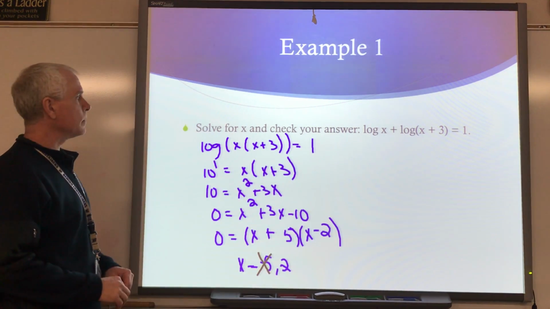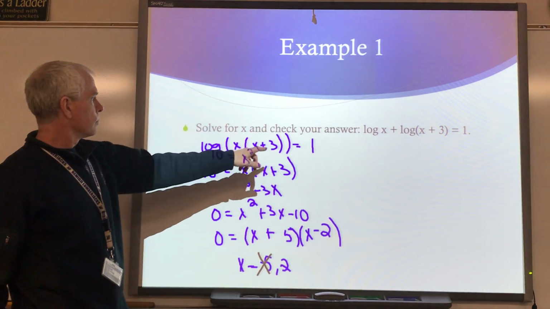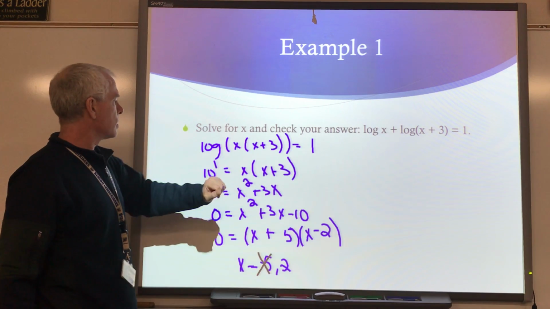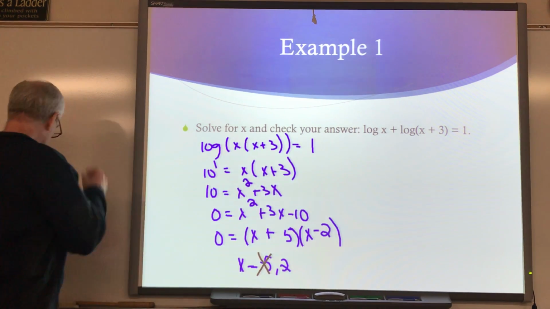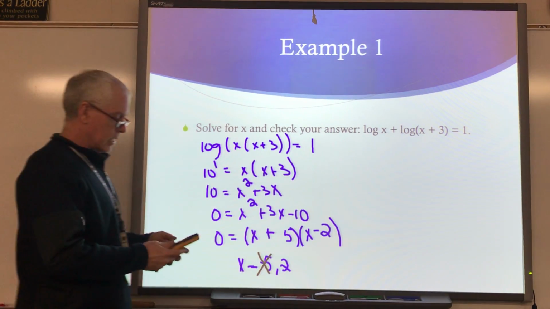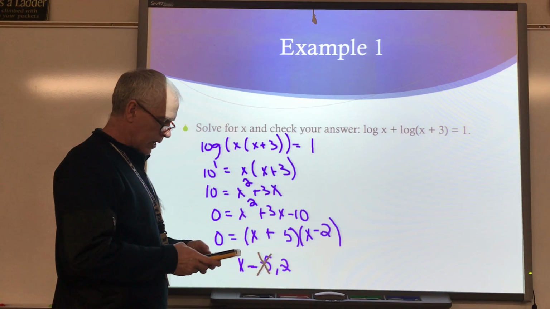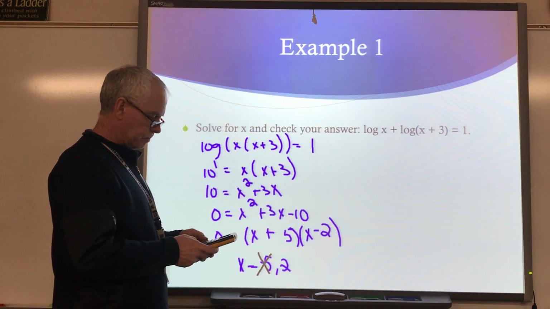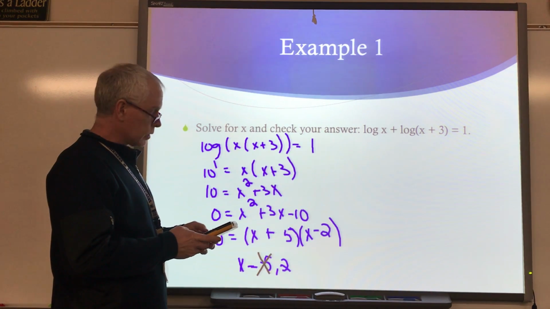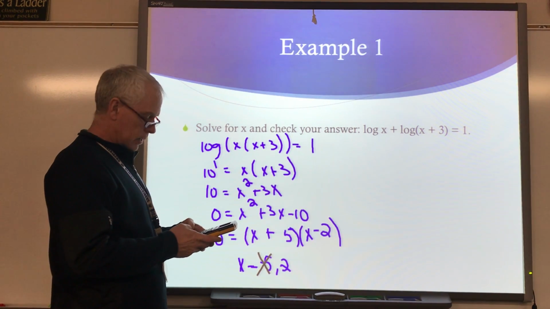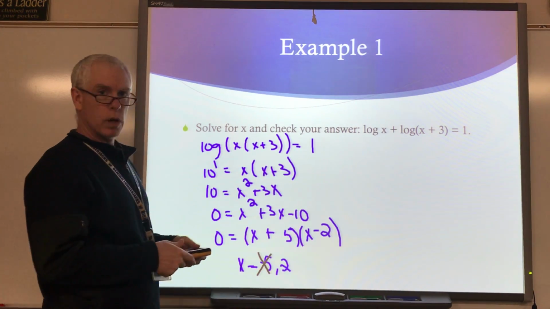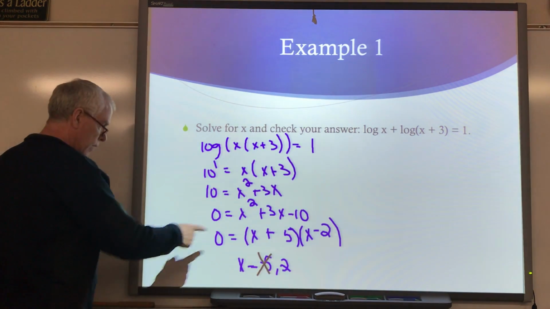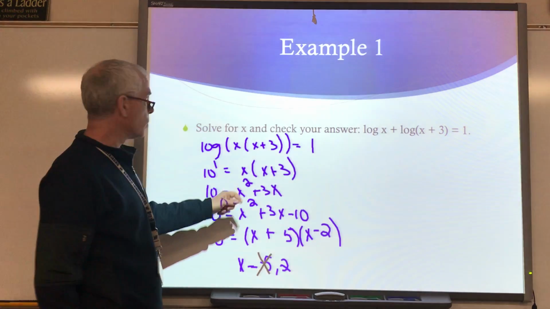If I put a 2 in, 2 times 6 is 12. I'm just going to test it out. So I'm going to go 2 store x. Now I'm going to go log of x plus log of x plus 3. I press enter and I get 1, so I know that one works. We do have to eliminate the negative 5. Okay?